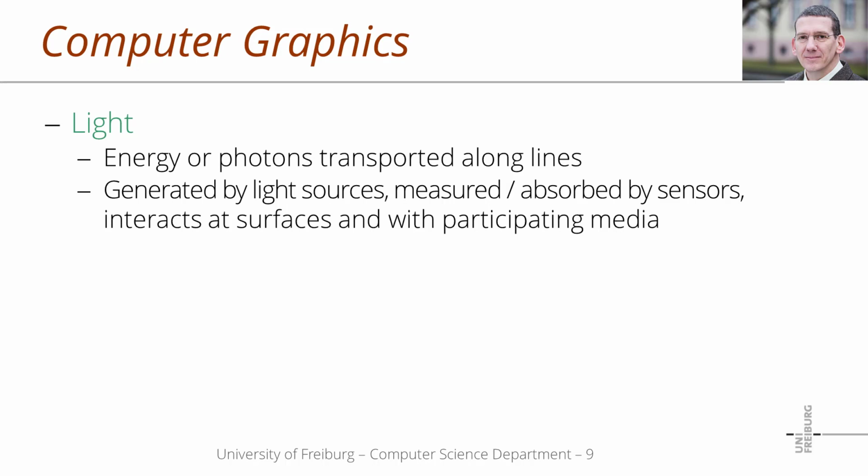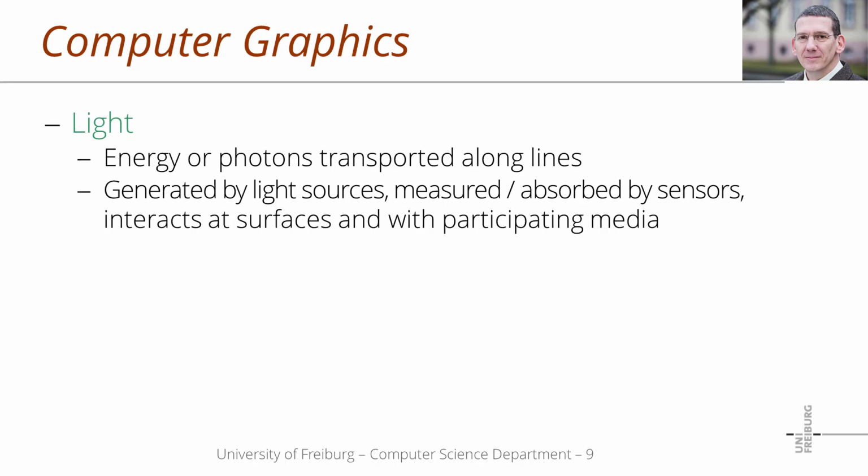So for instance, if we take a camera, then photons hit the image sensor of the camera, and photons per time that hit a small area of the image sensor are interpreted as an intensity. Photons also interact at surfaces. So if a photon hits a surface, a photon can be reflected or it can be absorbed. This process is governed by the reflection properties of the surface.